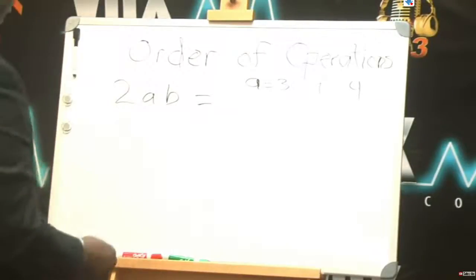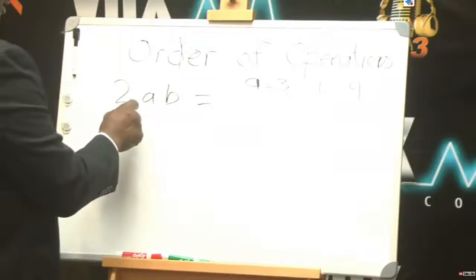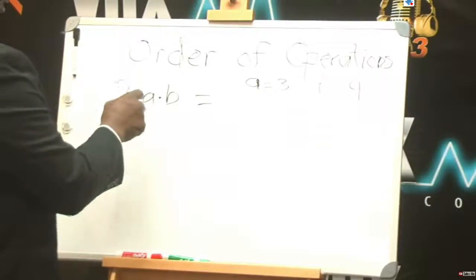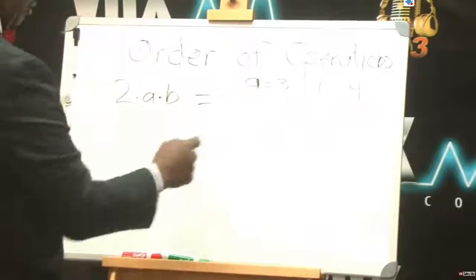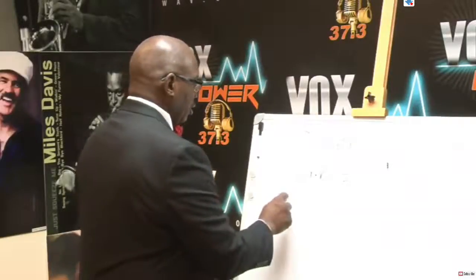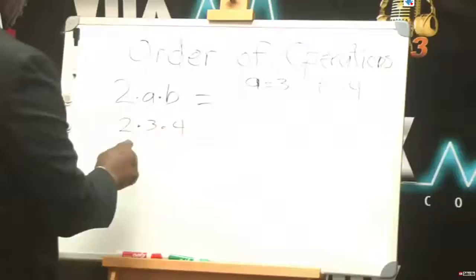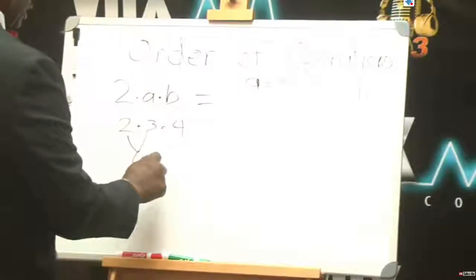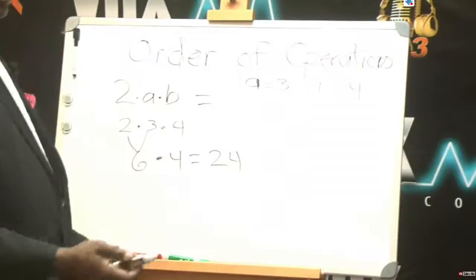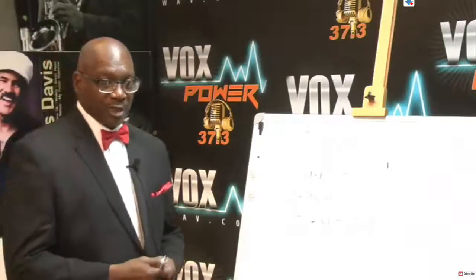So then you come down, and when you have something written like this, even though you don't see it, it means multiply. Okay? So that's 2 times a times b equals. Now we know the value of a and b. So here we go. 2 times 3 times 4. 2 times 3 is 6 times 4 equals 24. That's simple.